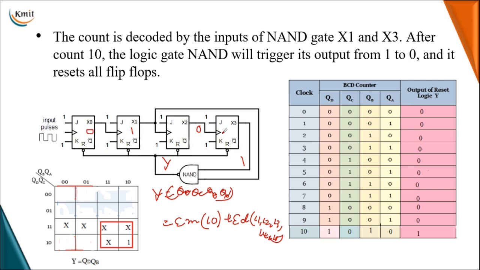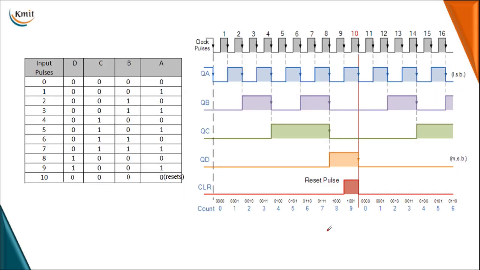Whenever x1 and x3 are both logical ones, these two ones on the NAND gate will generate a 0 output, and that 0 output, transferred through the reset inputs, clears all the flip-flops. So you will not get the 10th state; it will count only 0 to 9. So this is about our decade counter. The reset pulse will be activated, and when it is activated, it will clear all the flip-flops. So it only counts the 0 to 9 states.